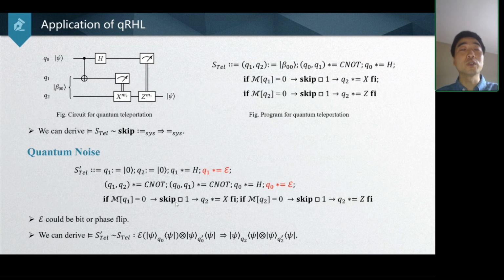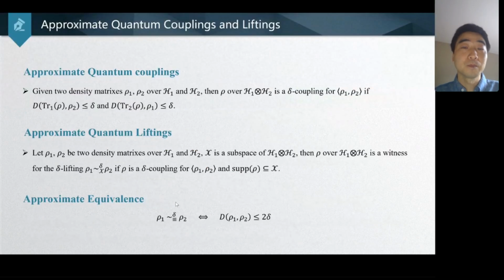And we do use the circuit for quantum prediction to see, yeah, it's correct. And then we introduce the approximate quantum coupling. So for two given density states, rho 1 and rho 2, we say rho is a delta coupling if the difference between the partial traces of rho and rho 1, rho 2 are very small. We can also define the approximate lifting.